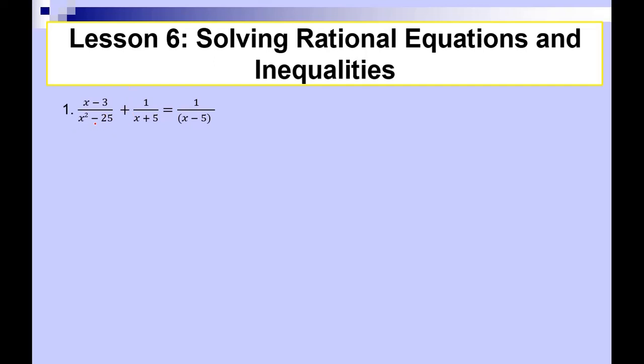So what is the LCD of this one? This is x plus 5. Factor this, this is x minus 5. They are the same, x plus 5 and x minus 5. So this should be your LCD, since it can be divided by this. So we will have that one.